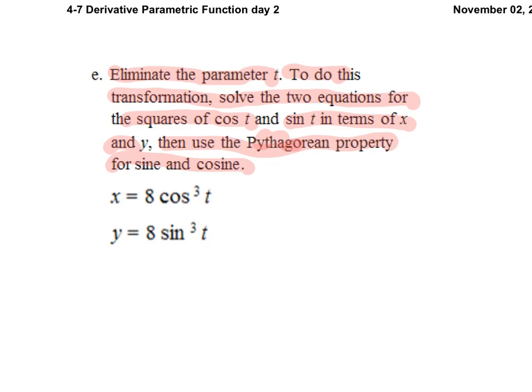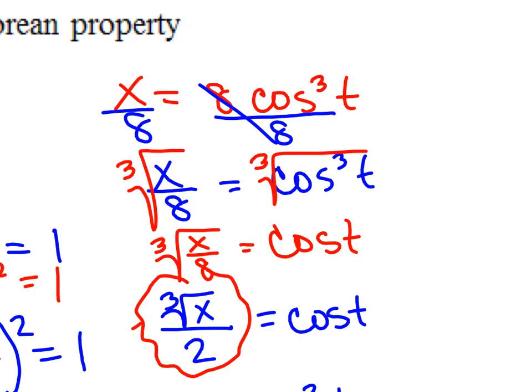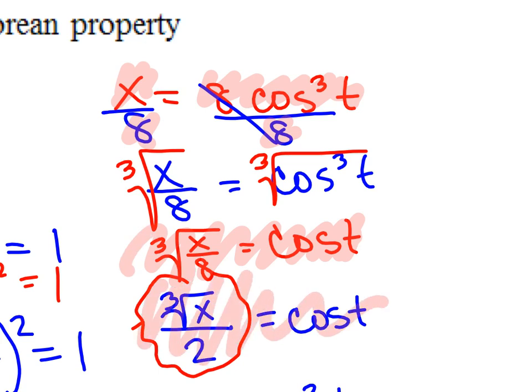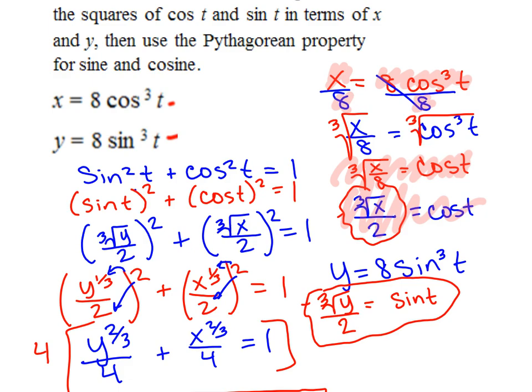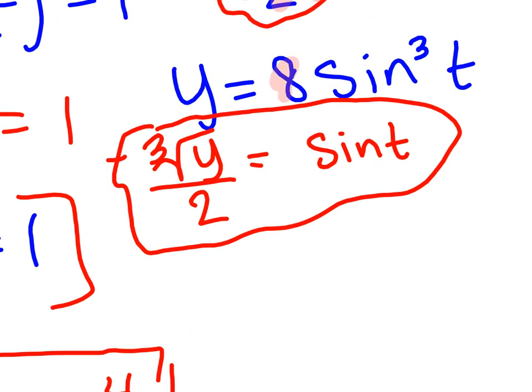Let's go ahead and do this problem. So let's look at the first one. So if you first had x equals 8 cosine cubed of t, to get cosine by itself, you first divide by 8 on both sides, and then take the cube root. Now you have your first piece of the puzzle, which was rewritten right here. Then you do the same thing for the sine. You first divide both sides by 8, which you should have gotten 1/8 y. Then you take a cube root, and then 8 becomes a 2. Cube root of 8 is 2.